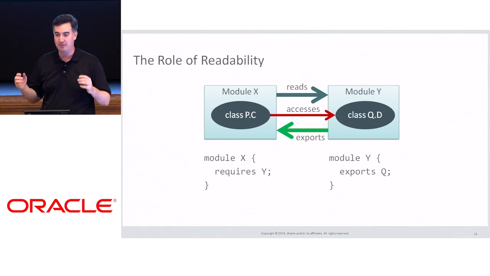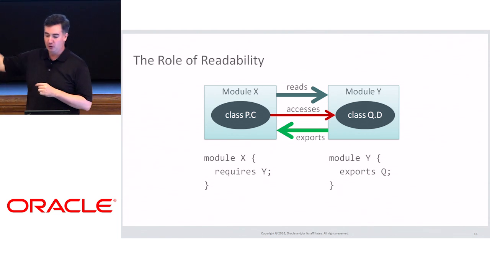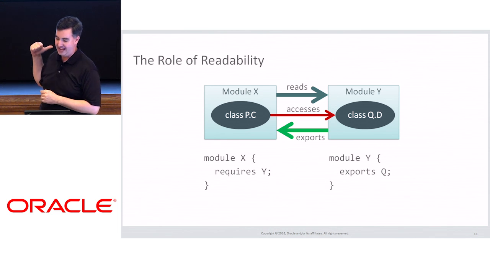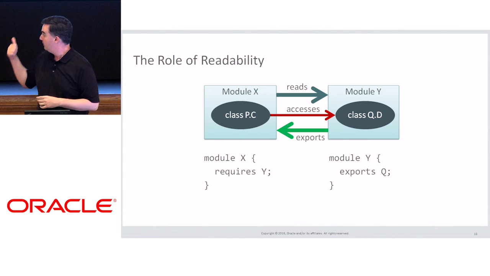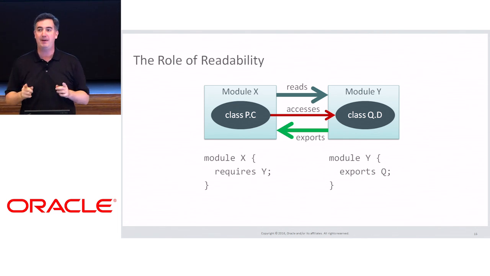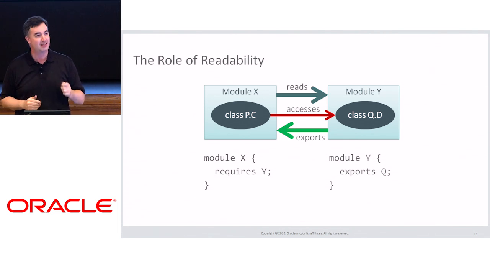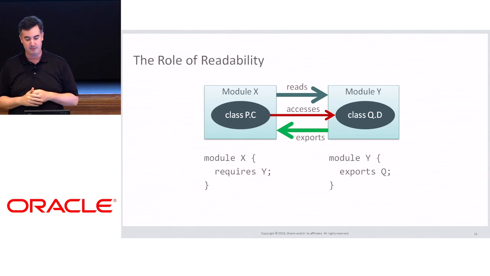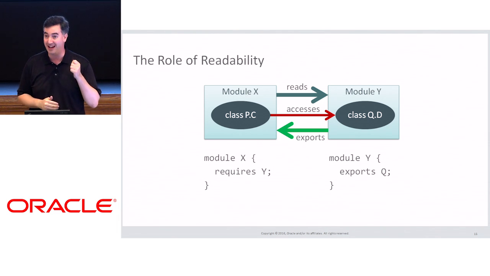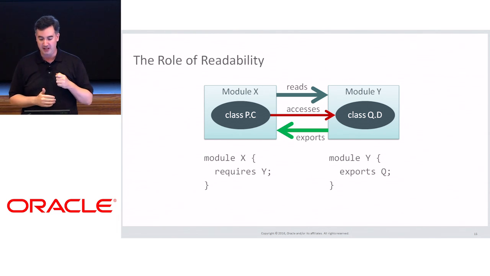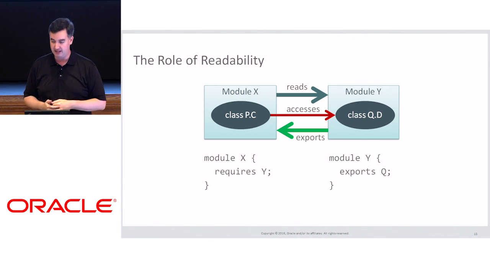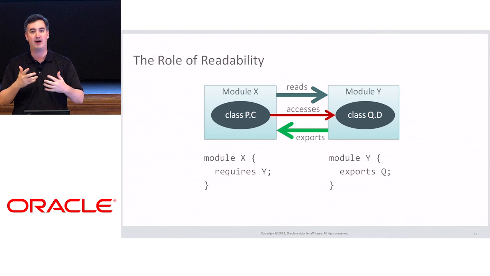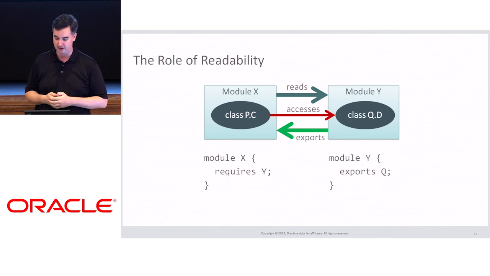So you can see that accessibility is a two-way street. Module X reads module Y, and module Y exports package Q to at least module X. Note here that accessibility is independent of class loaders, just like before the module system. This is important for two reasons. It means accessibility works at compile time when there aren't any class loaders, and it means you can reason about accessibility based solely on requires and exports clauses in module-info.java. There's no need to worry about what class loaders may or may not be in existence at runtime.